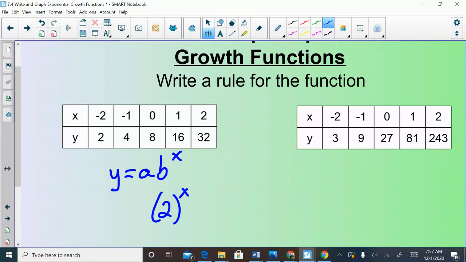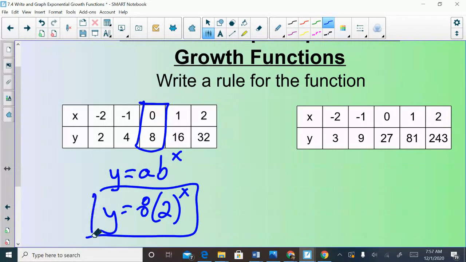The a value is what the y value is when x is 0. So it's 8. And we are done. Y equals 8 times 2 to the x. We could verify this really easily by plugging in 1 and seeing what we get out. If you plug in 1 for x, 2 to the first power is 2, and 2 times 8 is 16. Plug in 2. 2 to the second power is 4, and 4 times 8 is 32, right? This is going to work.